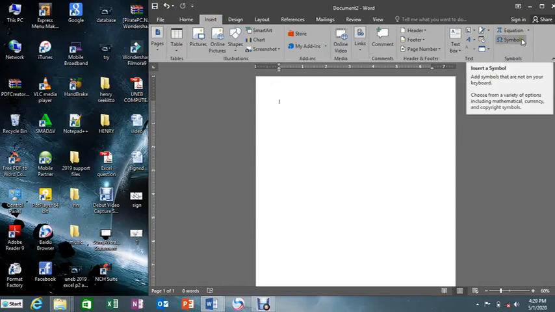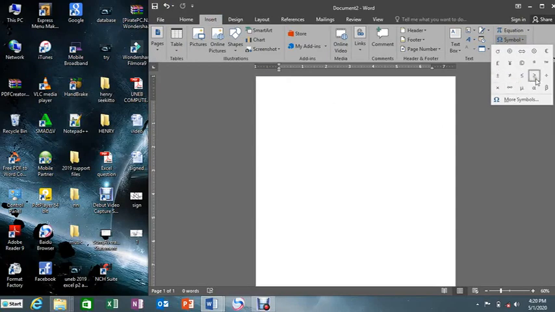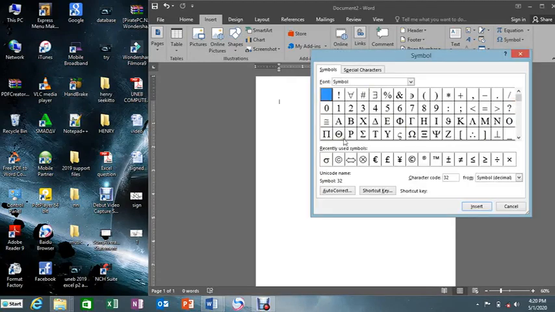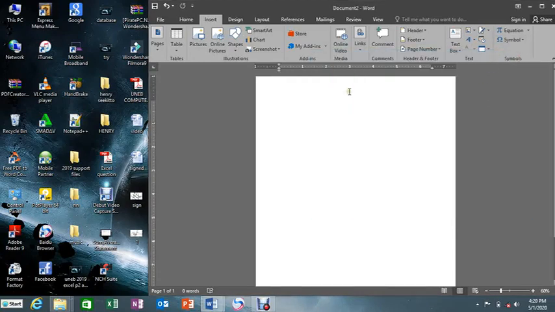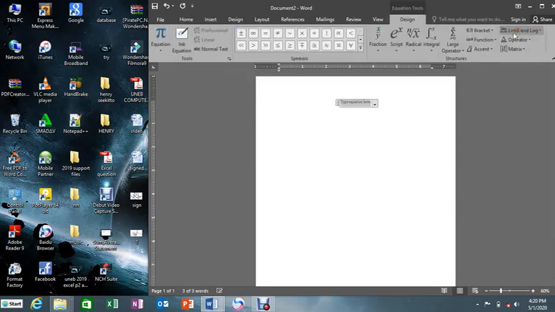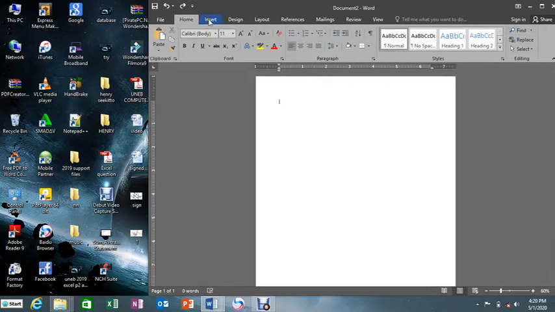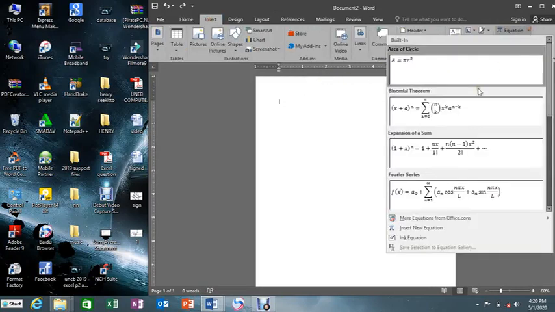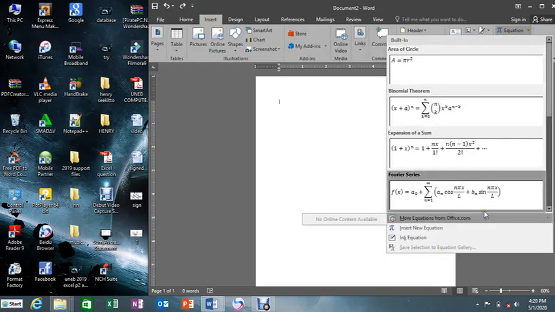You may be in need of any symbol, you can click on these ones, or you can look for more symbols until you see any symbol of your choice that you want to use. So click on a symbol, click on it, and it will be inserted into your document. Or when you come to the equation, for example, when you come to the insert and come to the equation, you can also insert an equation of your choice.